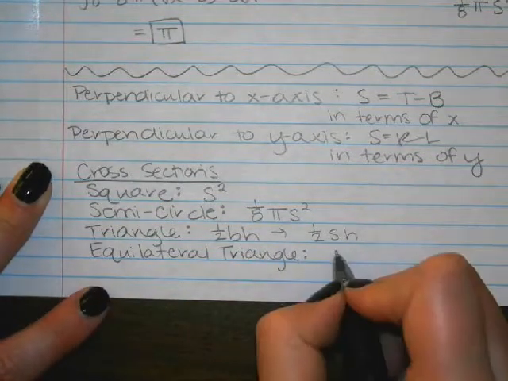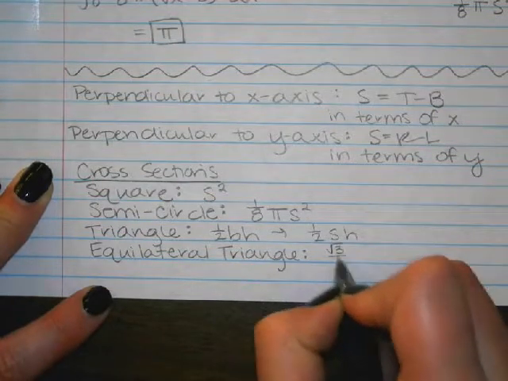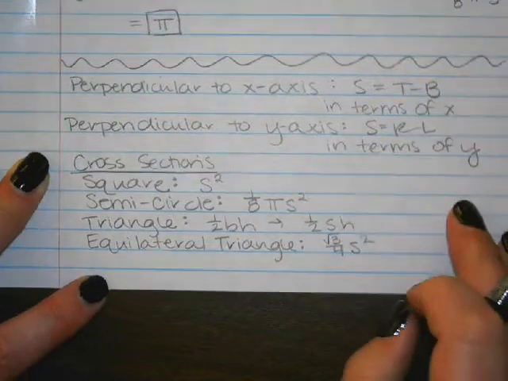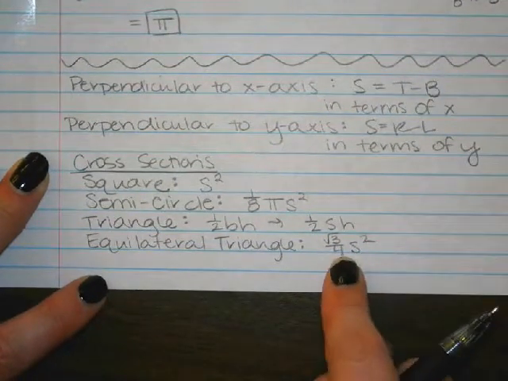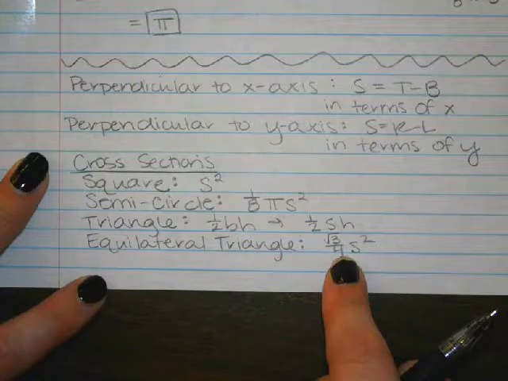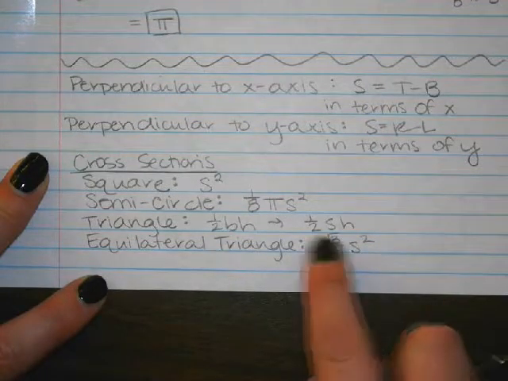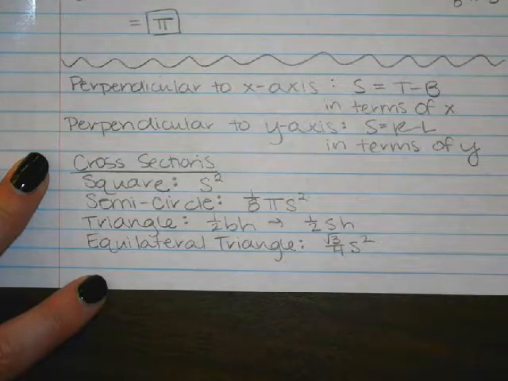And this one is √3/4 s squared. And the reason that that's the formula is because if you look up the area of an equilateral triangle, the height of an equilateral triangle is √3/2 times the base. So this is just kind of like we said, 1/2 base times height, and we already knew what the ratio of the height would be if the triangle was equilateral, okay?